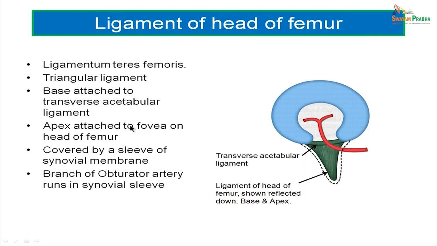The ligament of the head of the femur is also called the ligamentum teres femoris. It is a triangular ligament. The base is attached to the transverse acetabular ligament, and the apex is attached to the fovea on the head of the femur. The ligament of the head of the femur is covered by a sleeve of synovial membrane. It is very important to remember that the branch of the obturator artery runs in the synovial sleeve and provides blood supply to the head of the femur. This is the branch of the obturator artery which is running along the synovial sleeve and providing blood supply to the head of the femur.